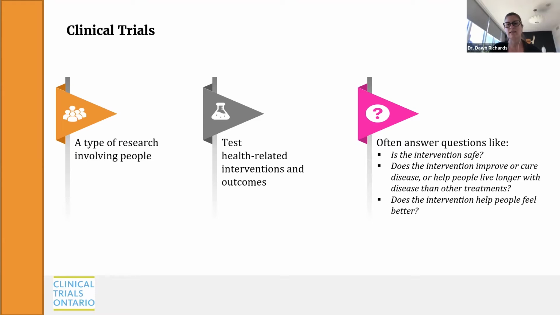So basically, clinical trials are a type of research, and they're a type of research that involves people. Their purpose is to test what we call health-related interventions. Interventions are basically a fancy word for treatment or therapy. They also look at the health outcomes related to those interventions. You'll hear this a bit later today, but they often help us answer questions about the safety of the intervention.